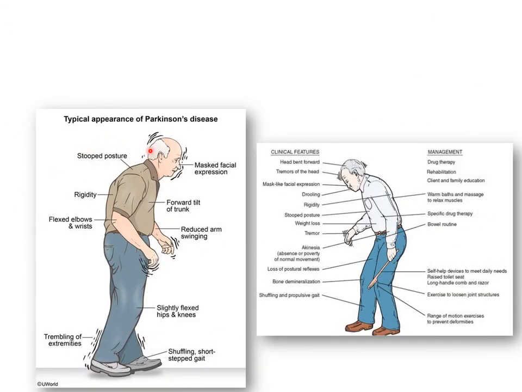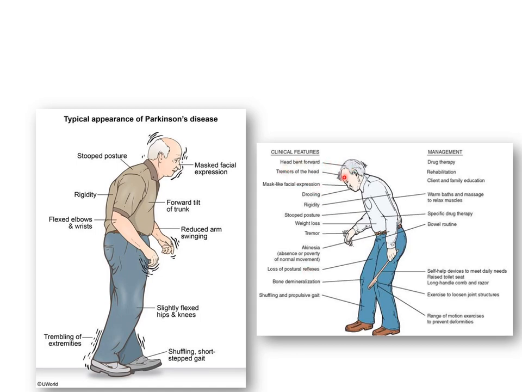So, this is a typical appearance of Parkinson's disease. There is a stooped posture, mask-like facial expression, forward tilt of trunk, rigidity of arm and forearm muscles, flexed elbows and wrist, then reduced arm swinging because there is an absence of associated movements, slightly flexed hip and knees, trembling of extremities, then shuffling and short step gait. These are all clinical features.